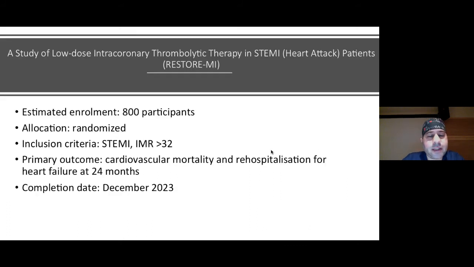There's a study being conducted right now in Sydney, Australia, looking at this. It's a study of low-dose intracoronary thrombolytic therapy in STEMI, and it's called the RESTORE-MI trial. It's estimated to enroll about 800 participants in a randomized 1-to-1 fashion.